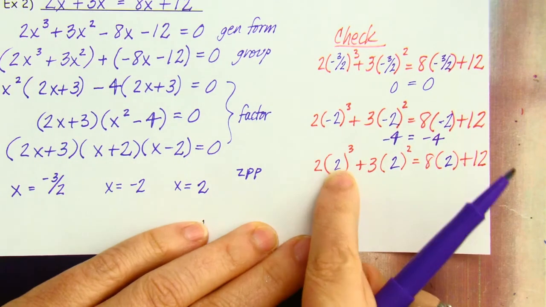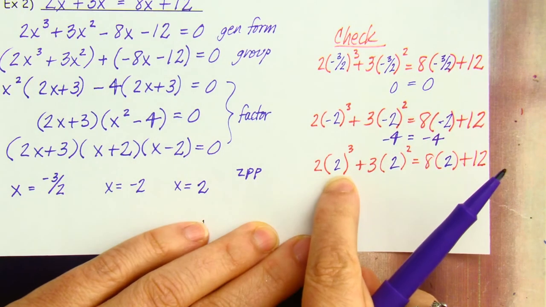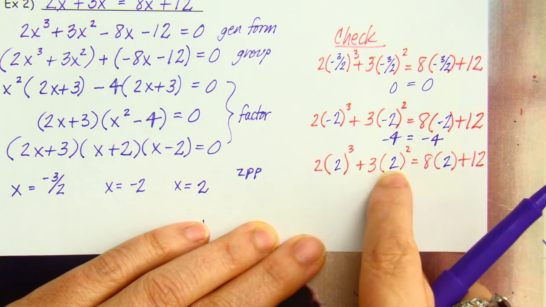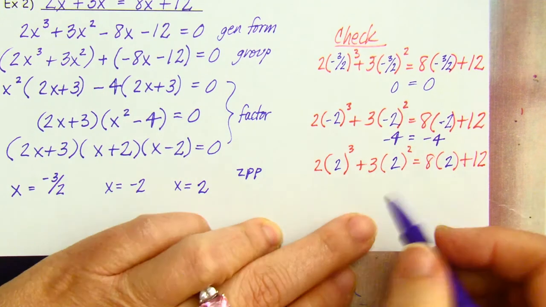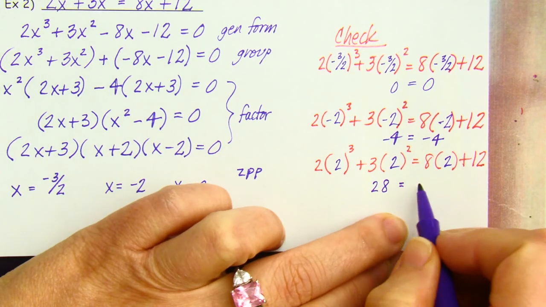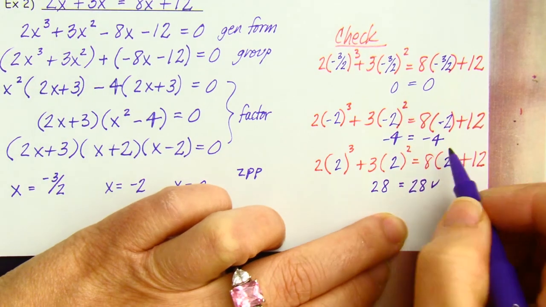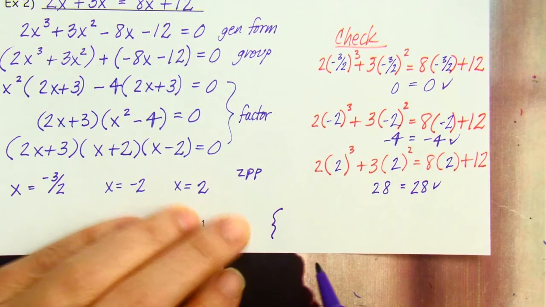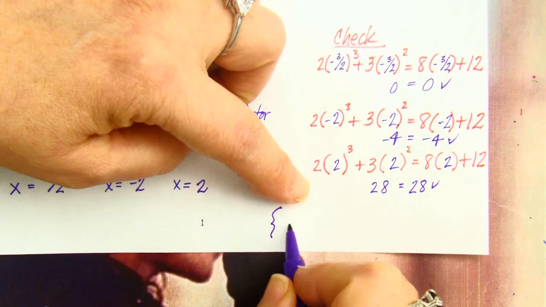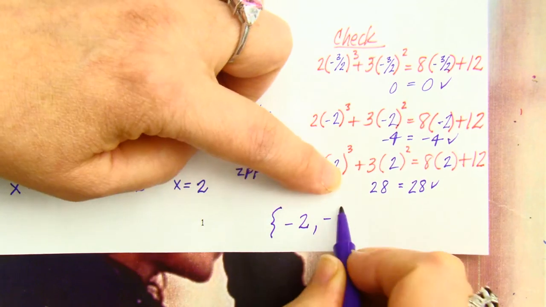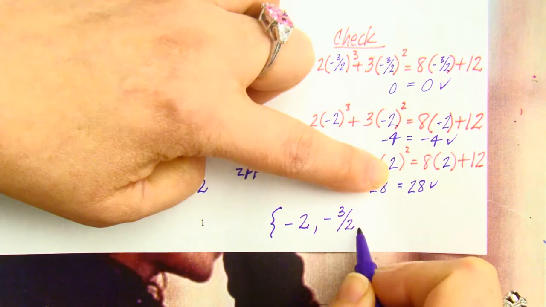All right, this time, cube of 2, you get 8 times 2 is 16. This is 4 times 3 is 12. 16 plus 12 is 28. And over here, you're going to get the same 16 plus 12, 28. So all of these checks work. Now I can conclude that the solution to this equation is negative 2, negative 3 over 2, and positive 2.